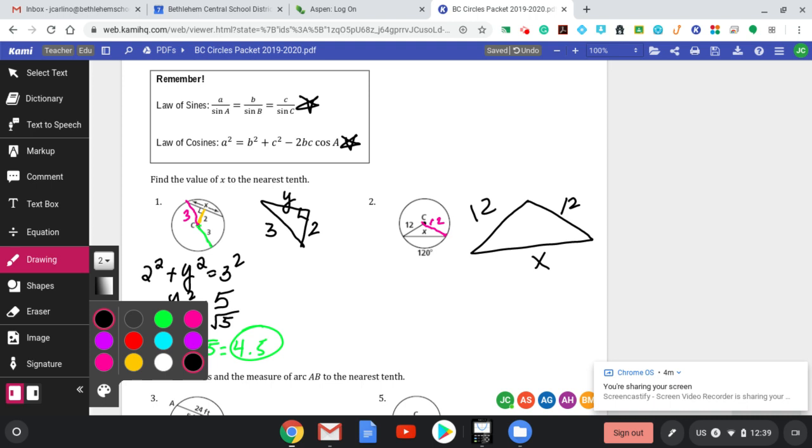All right, but I know no angles yet. I know no angles, or do I? Remember, this is the center right here, which would make this a central angle. And if you guys remember back to day 2, a central angle is always equal to its arc measure. And the arc measure is 120 there, so that angle's got to be 120. It's equal to its arc measure.